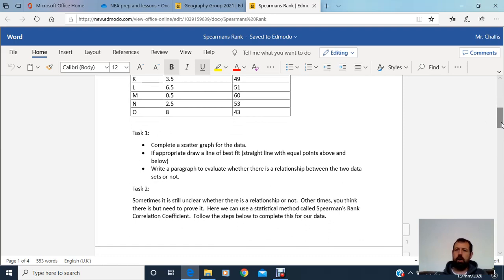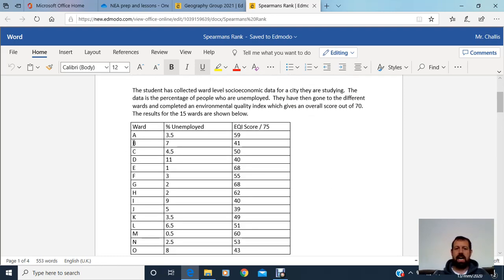And then obviously each plot, so Ward A, if this was on the x-axis, I'd go across to 3.5, up to 59, and put my dot there. And likewise, I'd do them all the way down. When I do that on a scatter graph, there's no need to label them as A, B, C, D, etc. Because once I'm doing that, I'm not interested in where that information came from, all I'm interested in is whether there is a link between unemployment and EQI score. So there's no need to put point A, point B on your work.